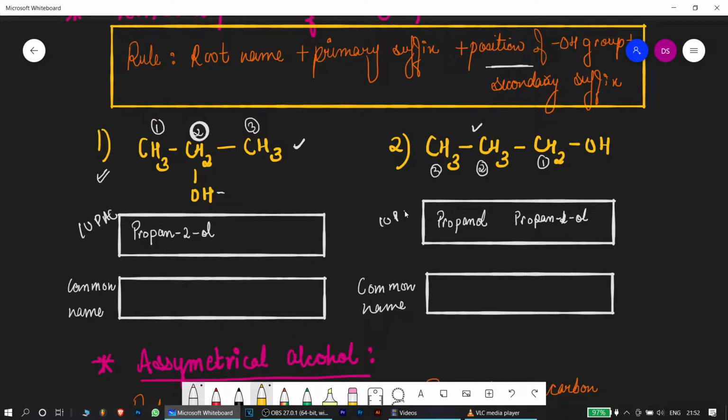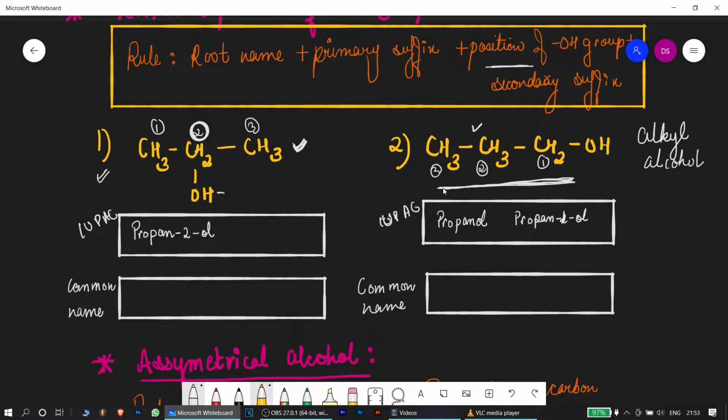Now coming to the common name of these two, this one is an IUPAC name, right? Now if somebody asks you the common name, the common name of an alcohol is written as alkyl alcohol, okay? For example, for propane-ol, we can write propyl alcohol. This one is also propyl alcohol. But how do we distinguish between the two, right?